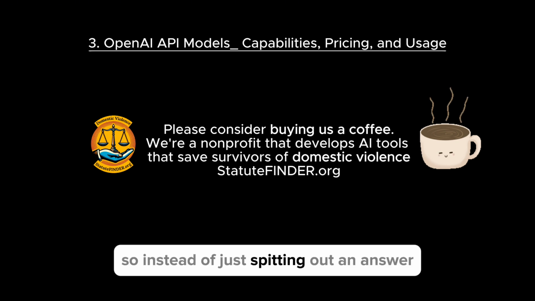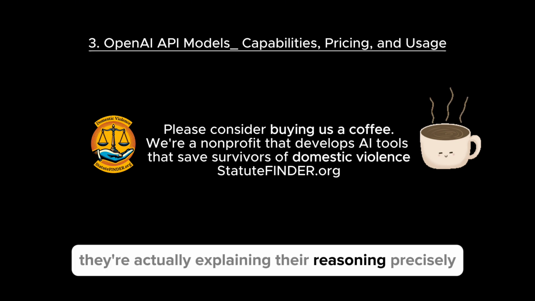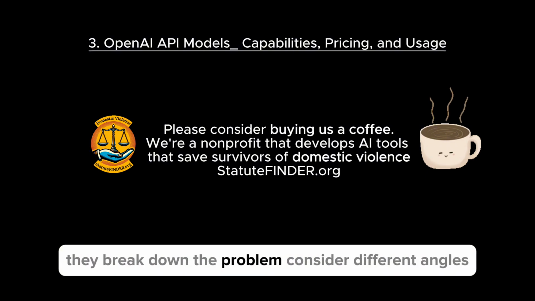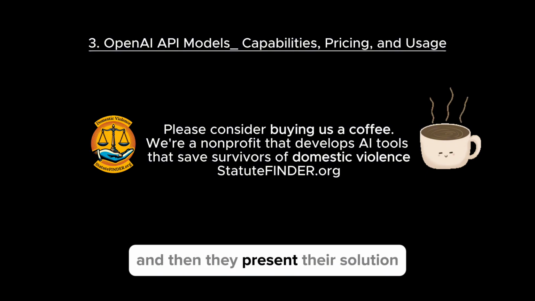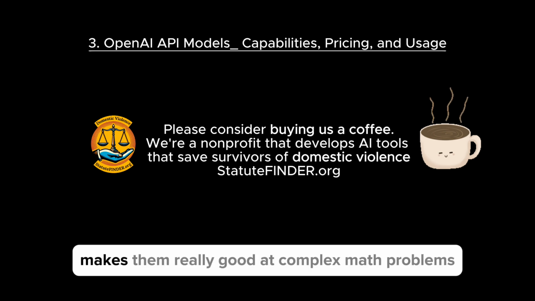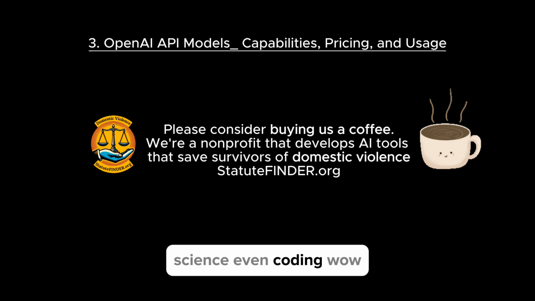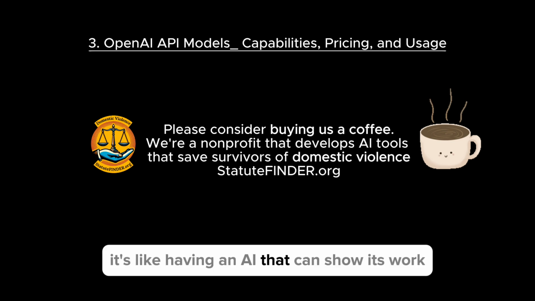So instead of just spitting out an answer, they're actually explaining their reasoning. Precisely. They break down the problem, consider different angles, and then they present their solution along with their thought process, which makes them really good at complex math problems, science, even coding. Wow. It's like having an AI that can show its work.